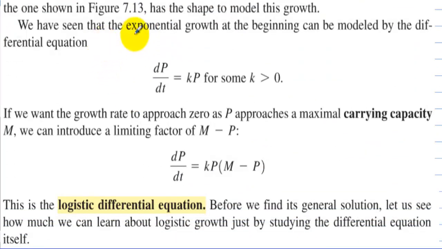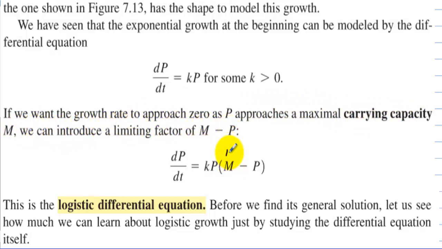We have seen that the exponential growth at the beginning can be modeled by the differential equation. So the differential equation is k times P, and that's what we saw in the last section, for some k greater than 0. If we want the growth rate to approach 0 as P approaches the maximal carrying capacity M, we can introduce a limiting factor of M minus P.